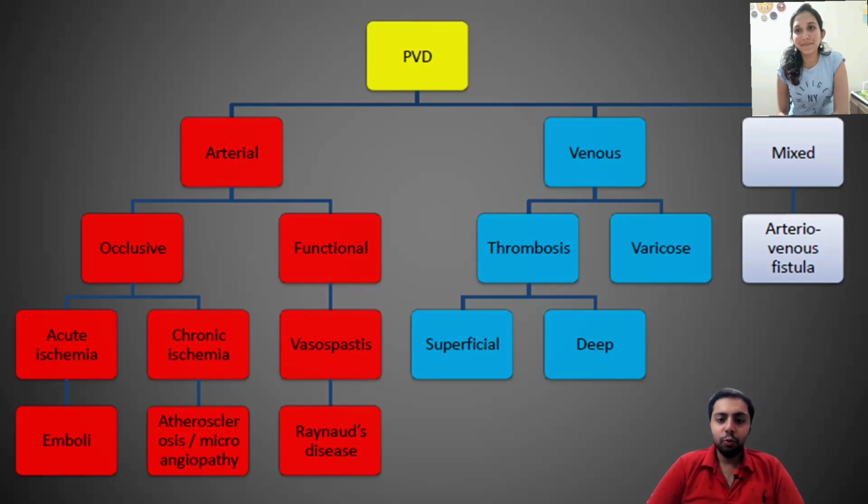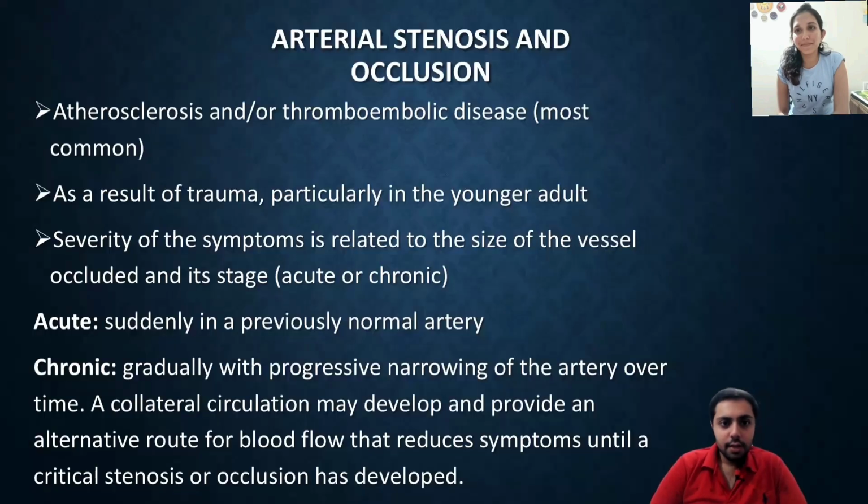In thrombosis, we can have the superficial venous system and the deep venous system. And in mixed, we have arteriovenous fistula. Today we will only be discussing the arterial system, not the venous part. The arterial stenosis and occlusion, as I said, is most commonly due to atherosclerosis or thromboembolic disease. Other causes are the result of trauma, particularly in younger adults. The severity of the symptoms is related to the size of the vessel and not to the stage. Most commonly acute and chronic, as we have already said.